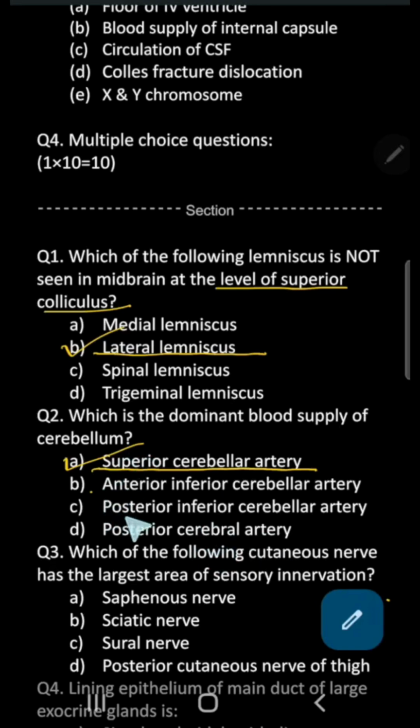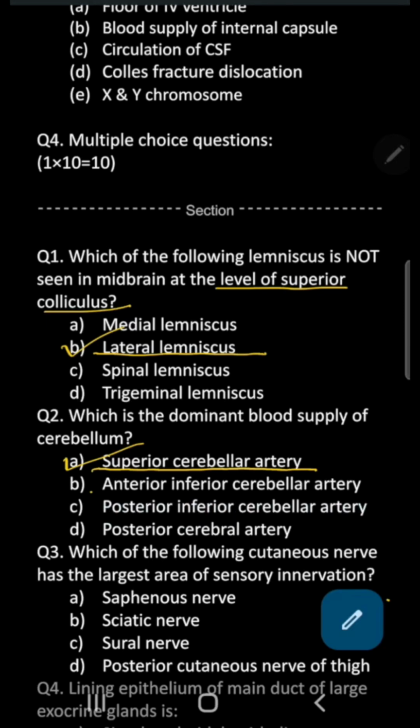Remember, the blood supply to cerebellum is by A, B and C, superior cerebellar artery, anterior inferior and posterior inferior cerebellar arteries. Out of that, the maximum blood reaches the cerebellum by the superior cerebellar artery, and the minimal amount of blood reaches through the anterior inferior cerebellar artery.